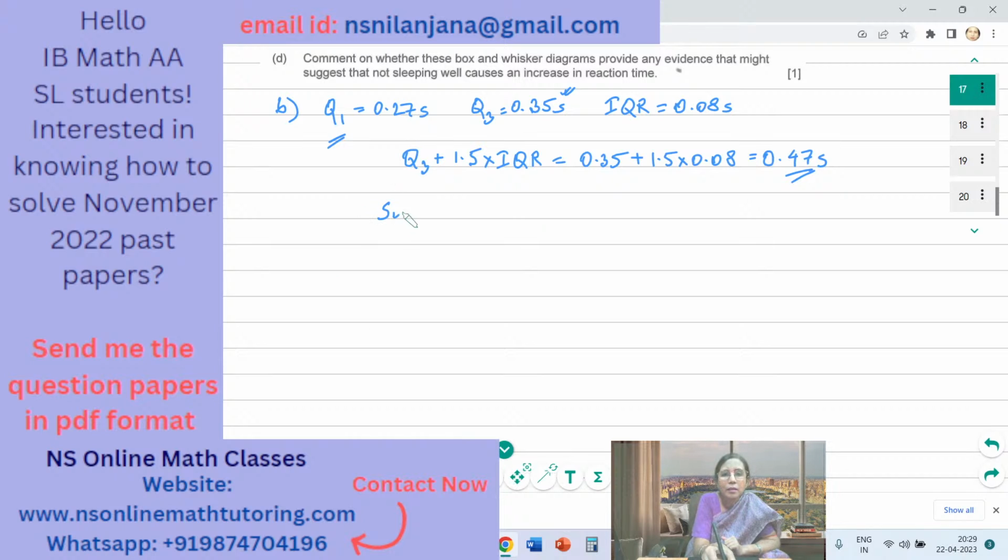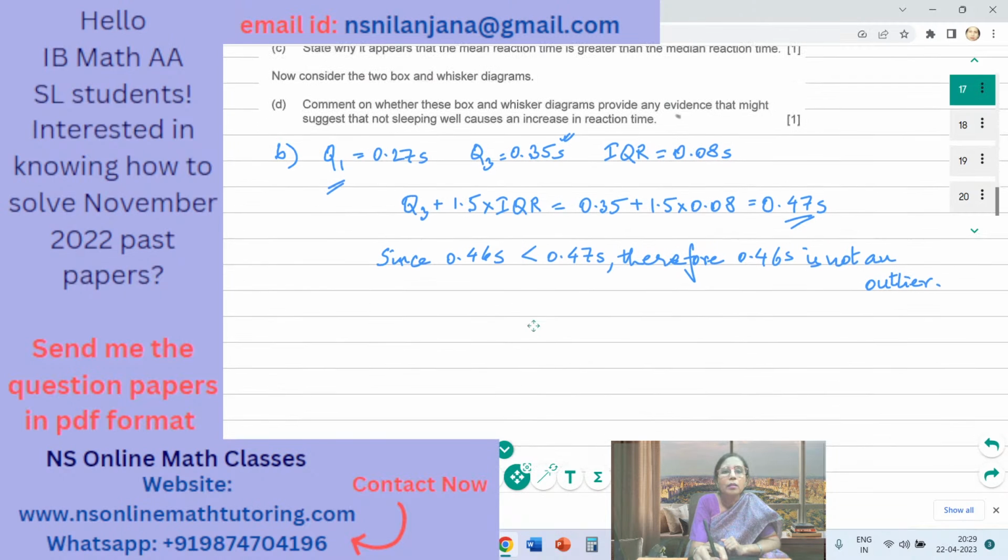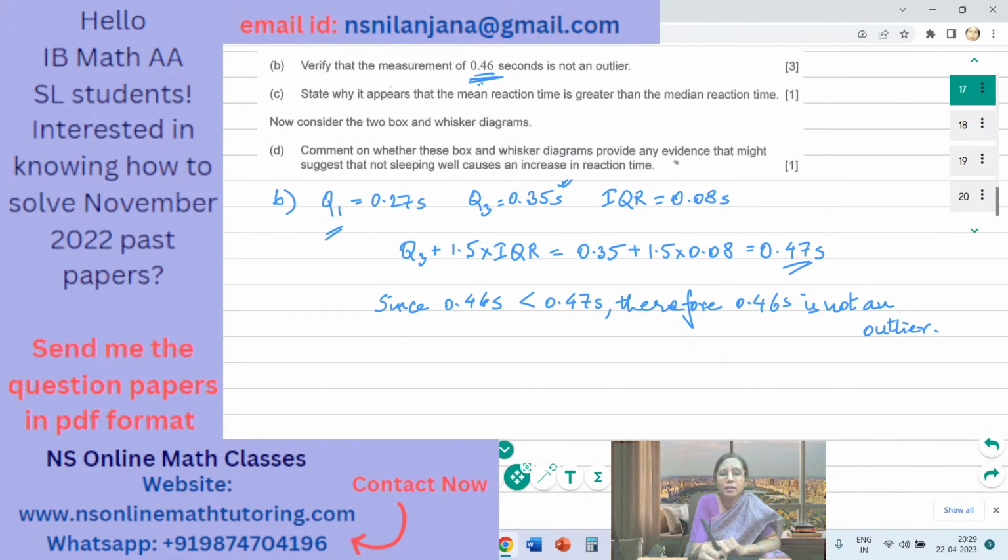Since 0.46 seconds is less than 0.47 seconds, therefore 0.46 seconds is not an outlier. We are done, we have proved that 0.46 seconds is not an outlier. Now coming to subpart C.